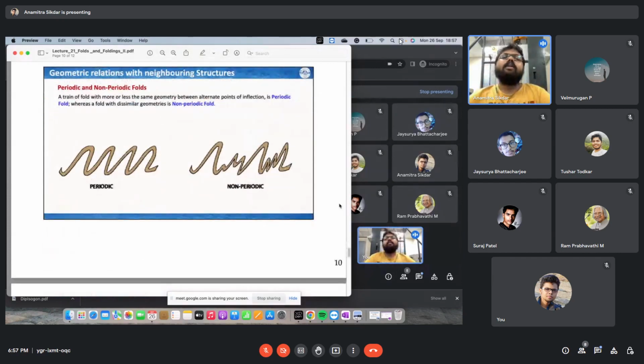Yeah, and periodic fold and non-periodic fold is more like the function that we use. Periodic function means that it repeats after a particular interval, right? So this is the case with the periodic fold and non-periodic fold, when we have equal wavelength.